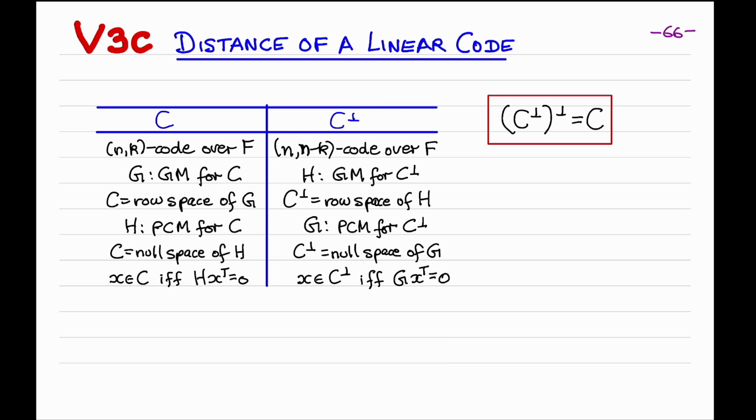Analogously, a generator matrix for C is a parity check matrix for C perp. C perp can be described as the null space of G. And so code words in C perp can be characterized by the vectors x that satisfy G times x transpose equals 0.